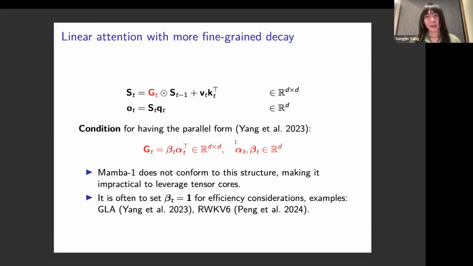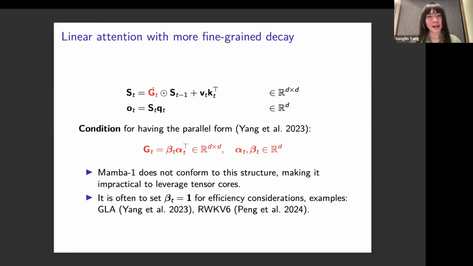In my previous GLA work, I showed that only when this G_t is written in outer product form can we write it into a parallel form and correspondingly the chunkwise parallel form. We must have a parallel form first and then the chunkwise parallel form. If this G_t is not in outer product structure, then we cannot write it in some parallel form that is rich in matrix multiplication.